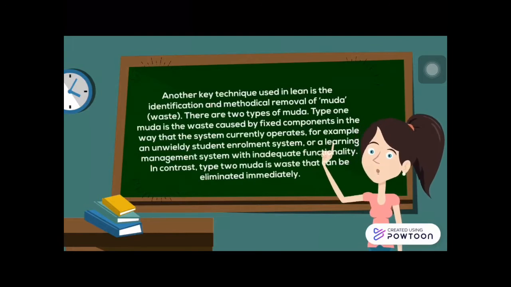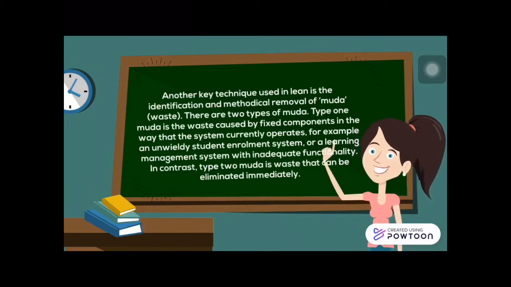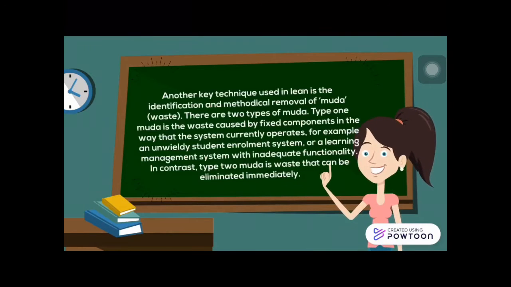Another key technique used in Lean is the identification and methodical removal of muda or waste. There are two types of muda. Type 1 muda is the waste caused by fixed components in the way that the system currently operates, for example, an unwieldy student enrollment system or a learning management system with inadequate functionality. In contrast, Type 2 muda is waste that can be eliminated immediately.